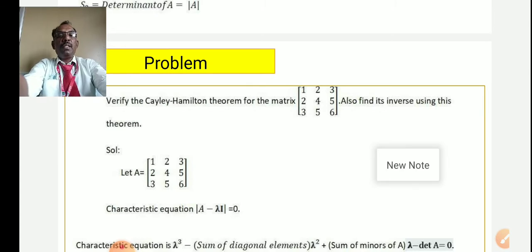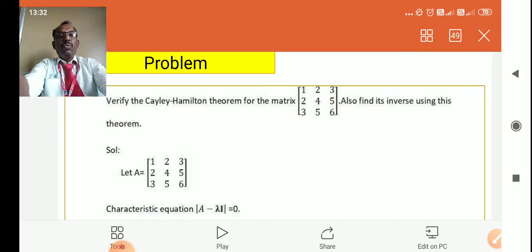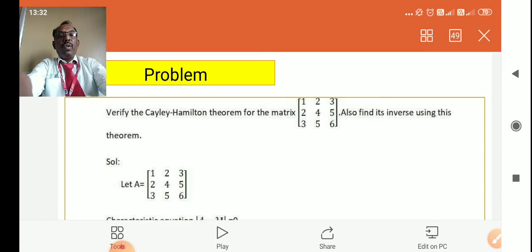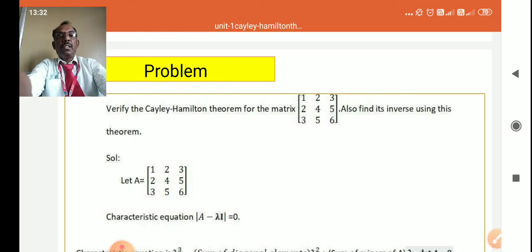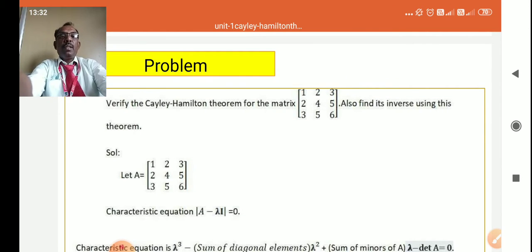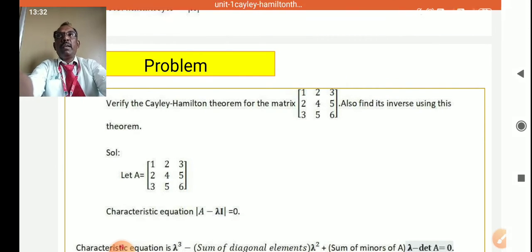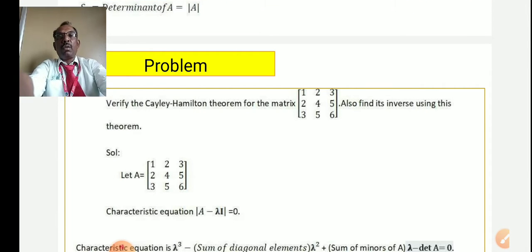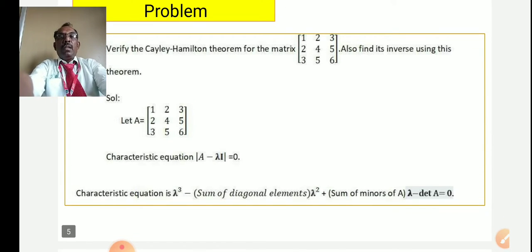The problem is: verify the Cayley-Hamilton theorem for the matrix 1, 2, 3; 2, 4, 5; 3, 5, 6, and also find the inverse using this theorem. So first we see whether the given matrix satisfies the characteristic equation or not. Next we find the inverse of this matrix using Cayley-Hamilton. Solution: the given matrix is represented by A.